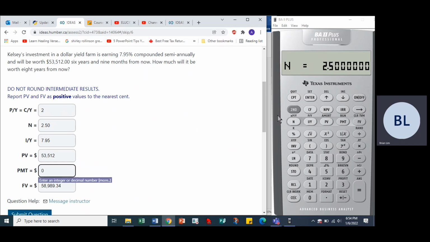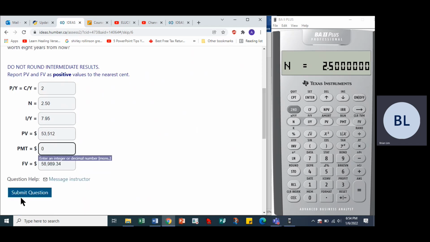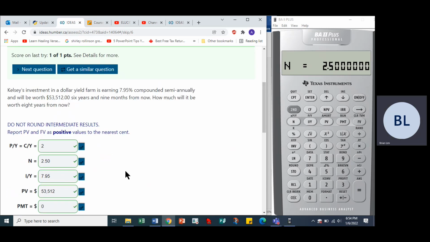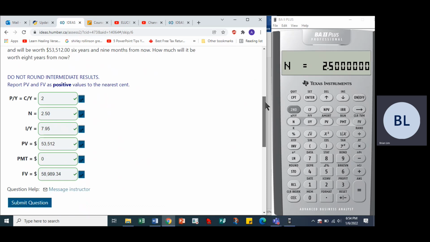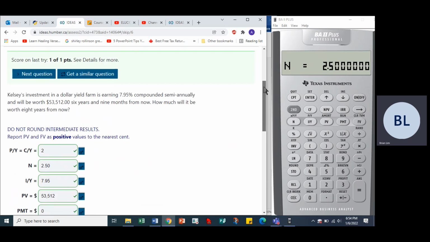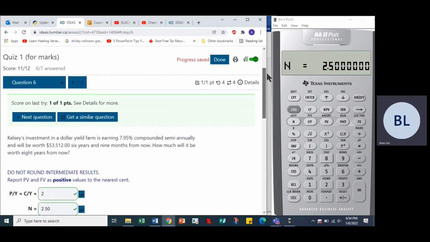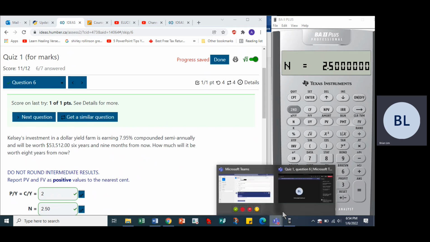And now we will submit the question and see what happens. And we have green check marks, so it means our answer is correct. So that is quiz 1, question number 6.